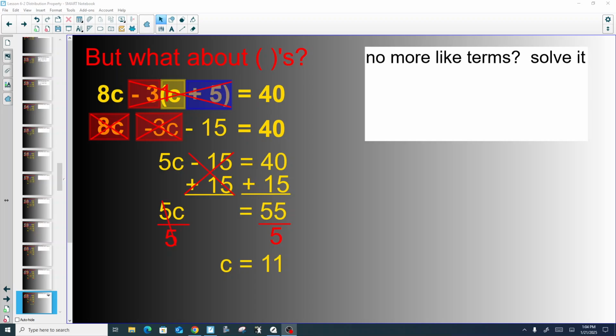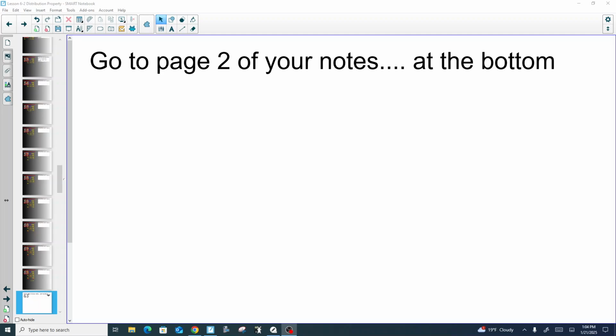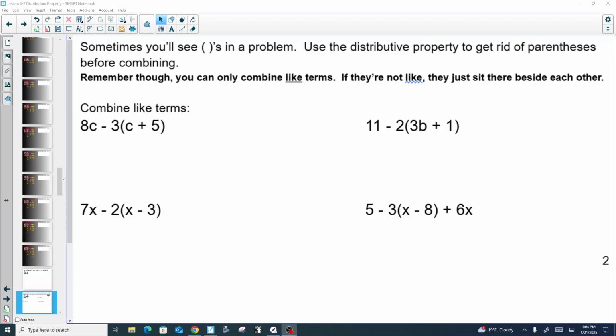So that's how we get rid of parentheses, and that's also how we can go through and solve an entire equation that has parentheses in it and combining like terms. But we really just care about the skill of getting rid of the parentheses in these expressions or equations. So let's just practice on getting rid of the parentheses and then combine like terms.